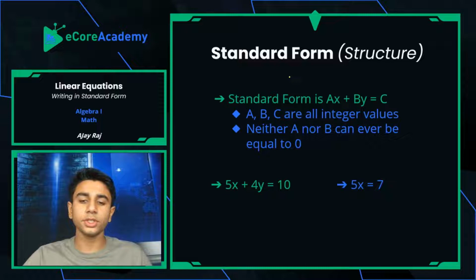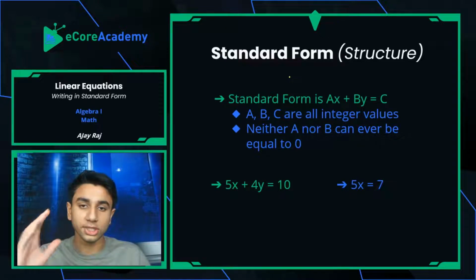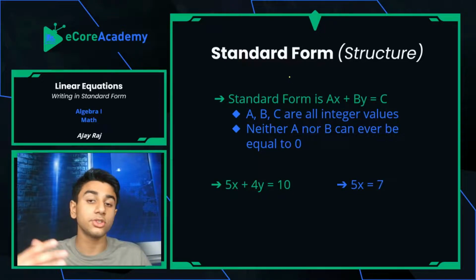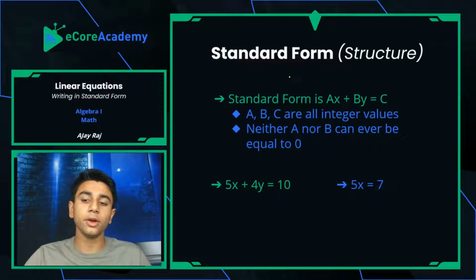Alright, so what is this basic structure of standard form? So standard form is structured in ax plus by equals c. And in this equation, a, b, and c are all integer values, and neither a nor b can ever be equal to 0. So that means a and b, your 2 consistent values that are being multiplied to your x and your y, they can never be equal to 0 because then they'll change the values of the x and y to make them always equal to 0. But c can be equal to 0, it's its own constant term. However, a and b are merely integer values, but they're still being multiplied to your variables.